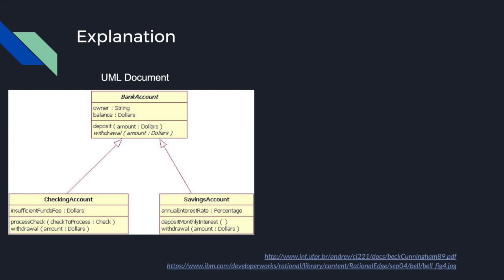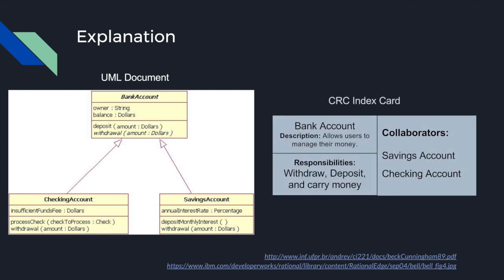Class responsibility collaboration is usually written on an index card called a CRC index card for short. Much like a UML document, the CRC index card explains what the class is with a description of the class, what its responsibilities are within the program, and what other classes this particular class collaborates and communicates with. The CRC index card, on the other hand, serves a slightly different purpose than the UML document.